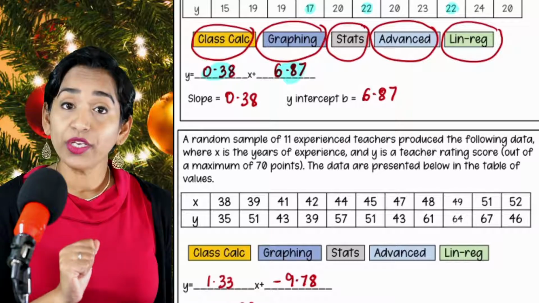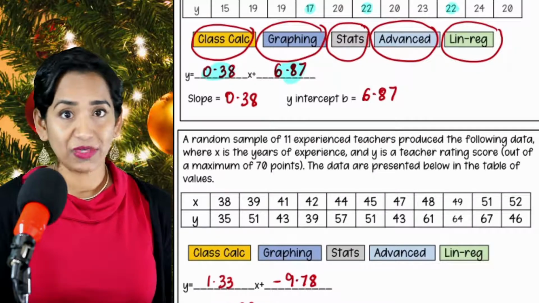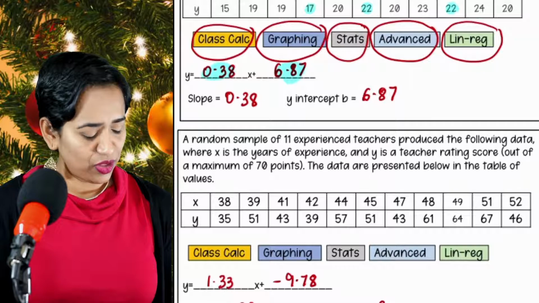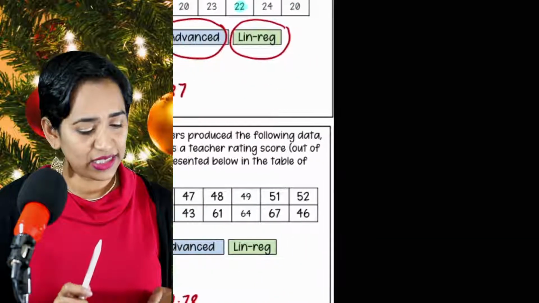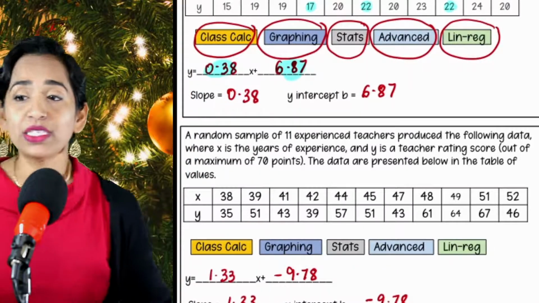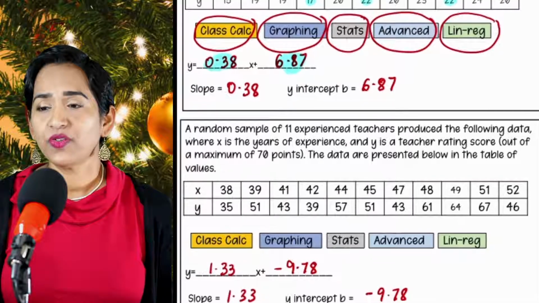If they ask you for y-intercept separately, just give them the y-intercept. Fair enough? All right. So that's about it for this topic. Can you see the x and y intercept?